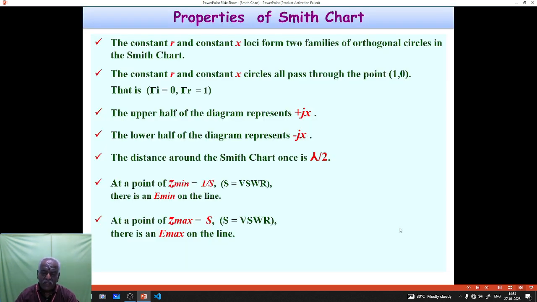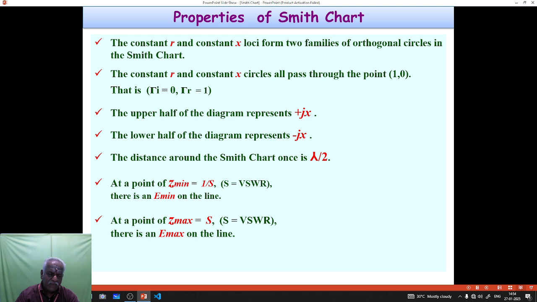The distance around the Smith chart is lambda by 2. If you travel the Smith chart once along its circumference, you have traveled a distance of lambda by 2. We have seen already, while studying the standing wave pattern, that the impedance value, the voltage value, and the current value all repeat every half wavelength. Therefore, we have designed the Smith chart in such a way that the circumference distance is lambda by 2.